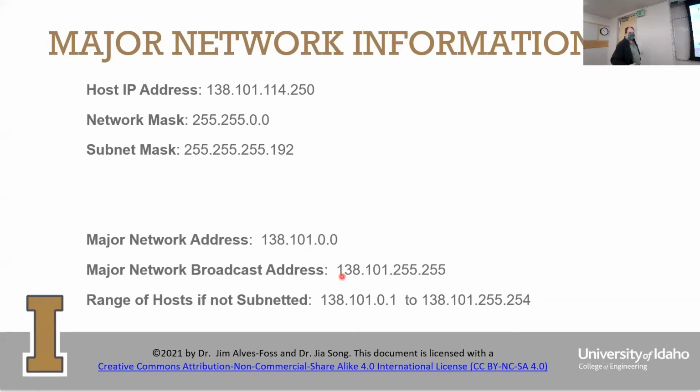Here's my information: my host IP, network mask, subnet mask, major network address. I just say, okay, we're mapping just these first 16 bits, so I can copy just these 2. That's easy. The broadcast address is the rest of the bits; the host bits are all 1. Range of hosts, if not subnetted, we skip 0 and we skip the last one. So anywhere from 138.101.0.1 to 138.101.255.254. But now how do we do this for subnets?